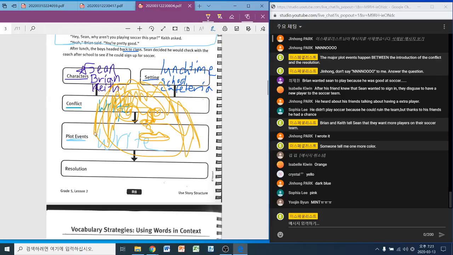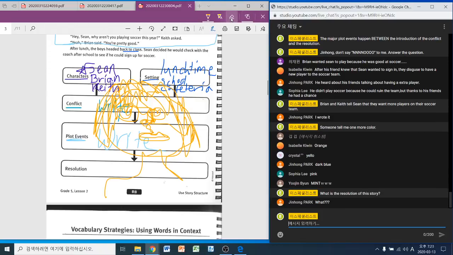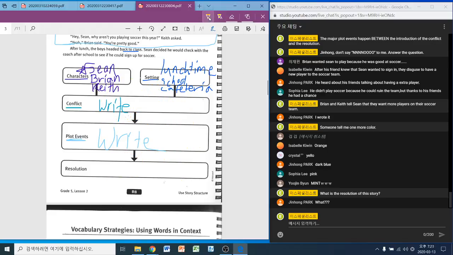Okay, so we are going to talk about the resolution here. The resolution of the story we know is the end of the story. Everybody wrote down now the plot events. Everybody wrote down the conflict. Now let's move on, okay? What is the resolution of this story? Okay? We're working on our summarizing. Don't use the same words, okay? We are working on our summarizing. What is the resolution of this story?